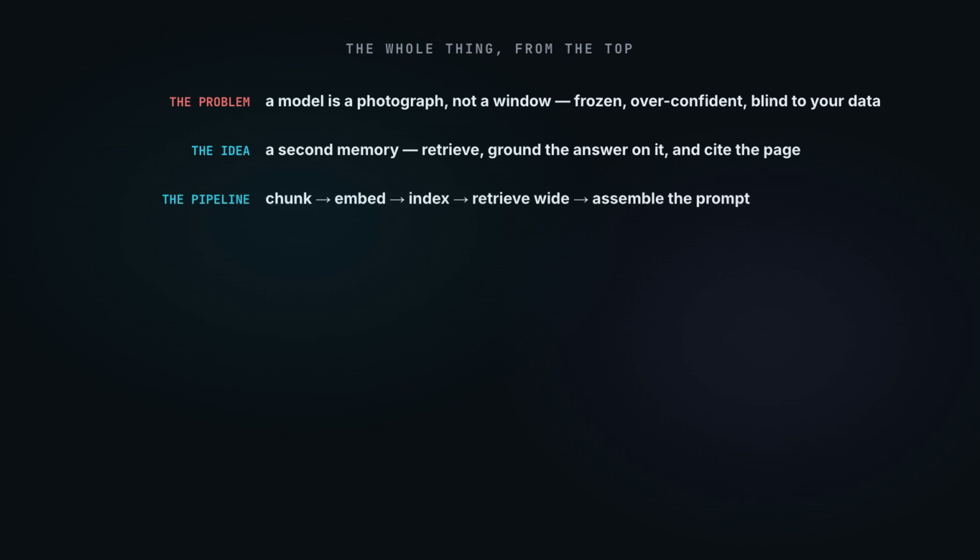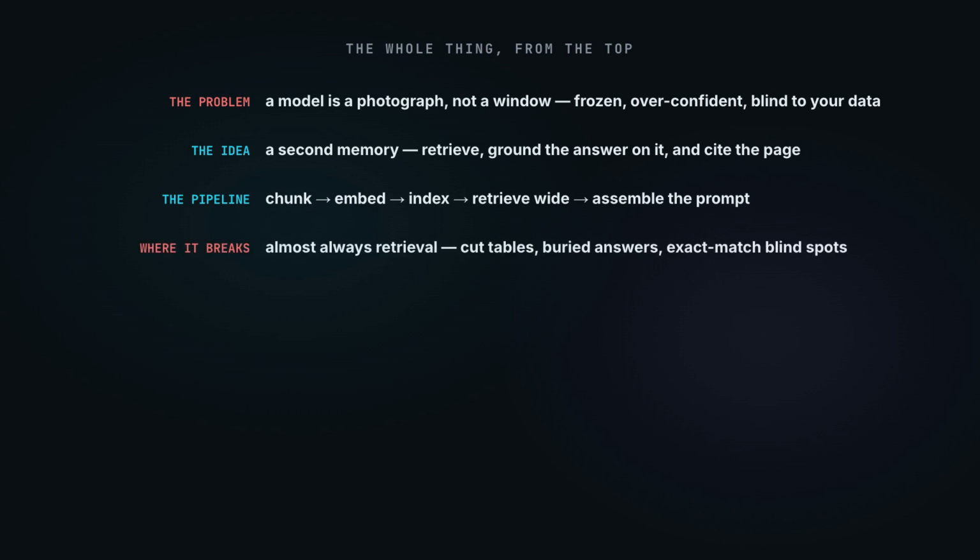The pipeline: chunk your documents with respect for their structure. Embed that meaning into geometry. Index it for fast, approximate search. Then retrieve wide, and assemble the prompt with your best evidence placed first and last. Where it breaks, almost always in retrieval. Destroyed tables, the right answer buried at rank 12, and semantic search going completely blind to an exact error code. The fix: the production stack. Hybrid search, a re-ranker, a rewrite of the query, and a hard filter on metadata.